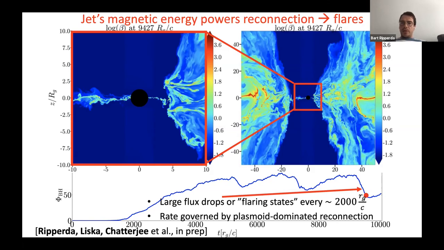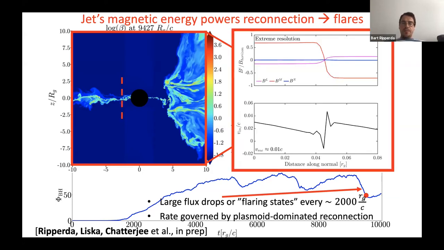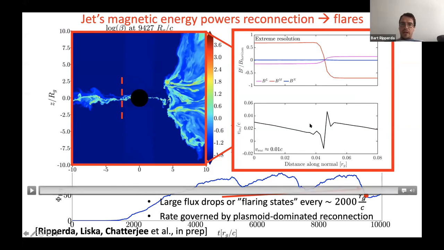And the rate at which the flux decays is governed by the reconnection rate. And in these simulations, the flux drop goes as the exponent of minus t over some time scale. And that time scale in MHD is 500. I will get back to that later. Here, I show you that this is really reconnection. I show you the three components of the magnetic field.